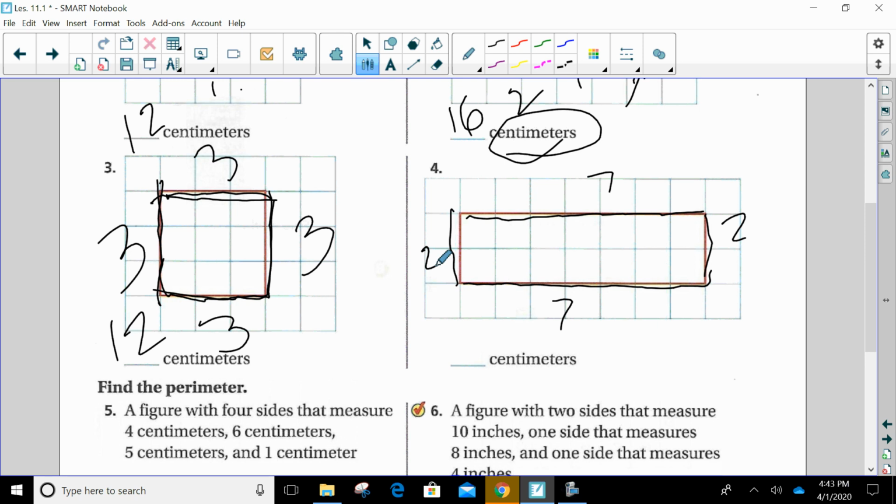Well, let's look at this. 2 plus 7 is 9. 7 plus 2 is 9. So 9 plus 9 is 18. Can we count? 1, 2, 3, 4, 5, 6, 7, 8, 9, 10, 11, 12, 13, 14, 15, 16, 17, 18. We got it. Okay? All right, let's go down.